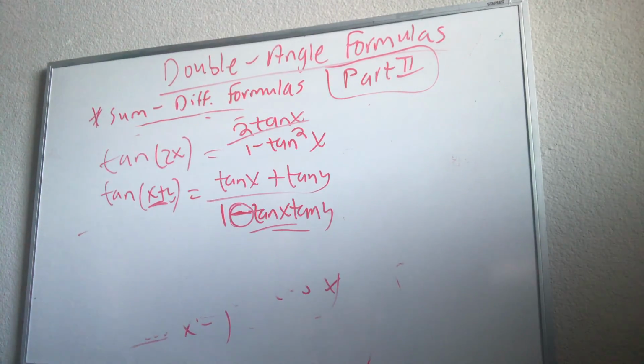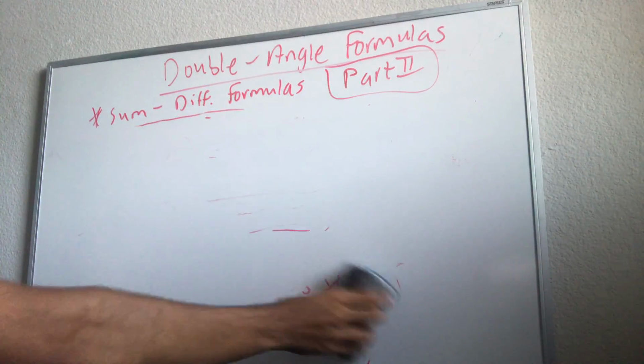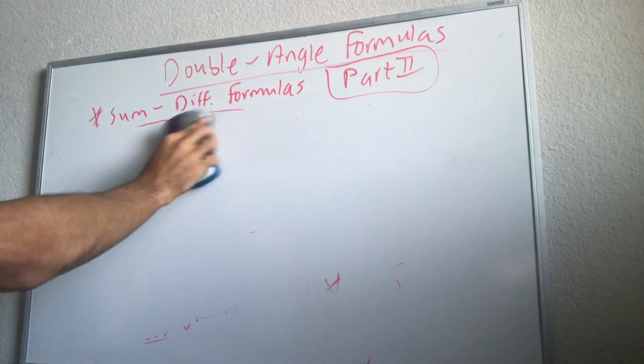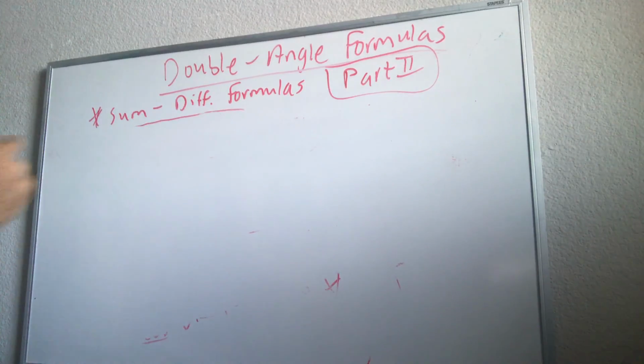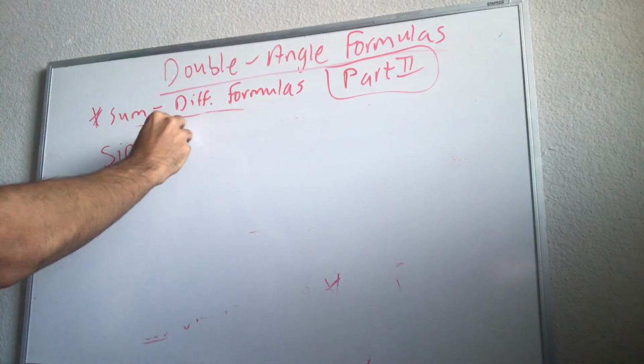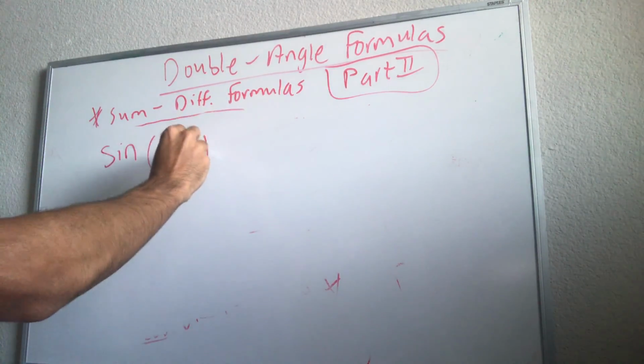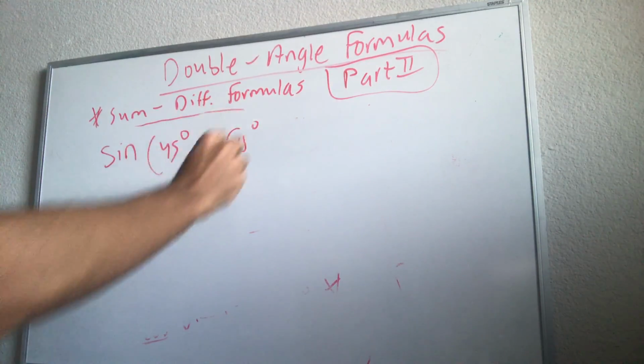Now I can go over one sample problem here, when you may want to use it or how it can make it easier. Again, this is just an example. So for instance, you have something like sine of 45 degrees plus 60 degrees. You have something like that.